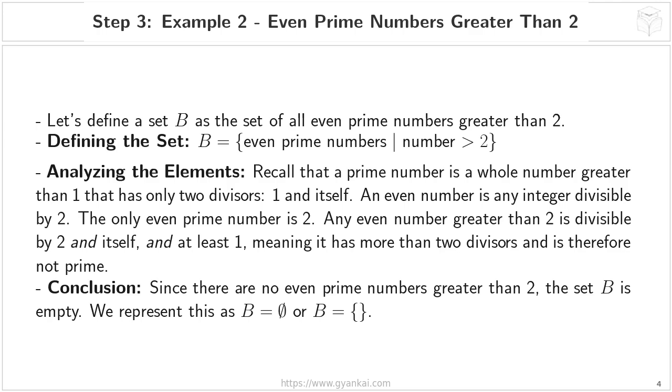Now here's the key point. The only even prime number is 2. Why? Because 2 is divisible by 1 and itself, fitting the definition of a prime number. However, any even number greater than 2, like 4, 6, 8, and so on, is divisible by 1, 2, and itself. That means it has more than 2 divisors, and therefore, it's not a prime number.